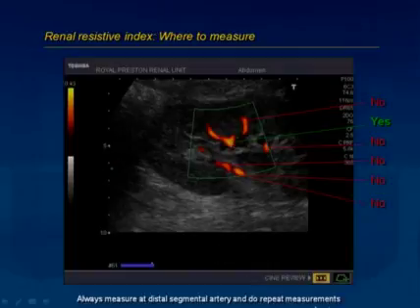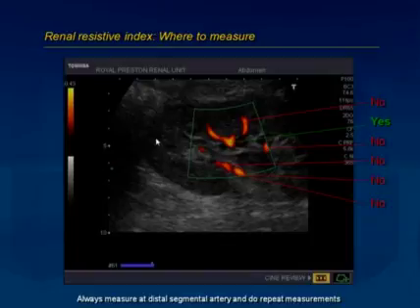Also important is to do repeat measurements. A seasoned ultrasound practitioner will probably do 3 or 4 repeated renal resistive indices at the same site. Also important is to measure the renal resistive index at the upper pole of the transplant, the lower pole of the transplant, and the middle pole of the transplant.